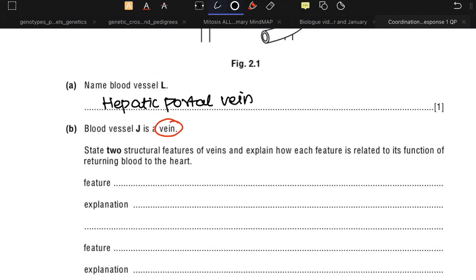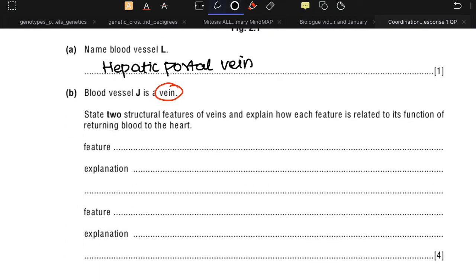Alright, so now moving to B. Blood vessel J is a vein. State 2 structural features of veins and explain how each feature is related to its function of returning the blood to the heart. So now what is the feature of a vein that helps in its function of returning blood to the heart? First thing is that veins have a large lumen, correct? This large lumen allows the blood to flow back into the heart at low pressure, with minimal pressure.